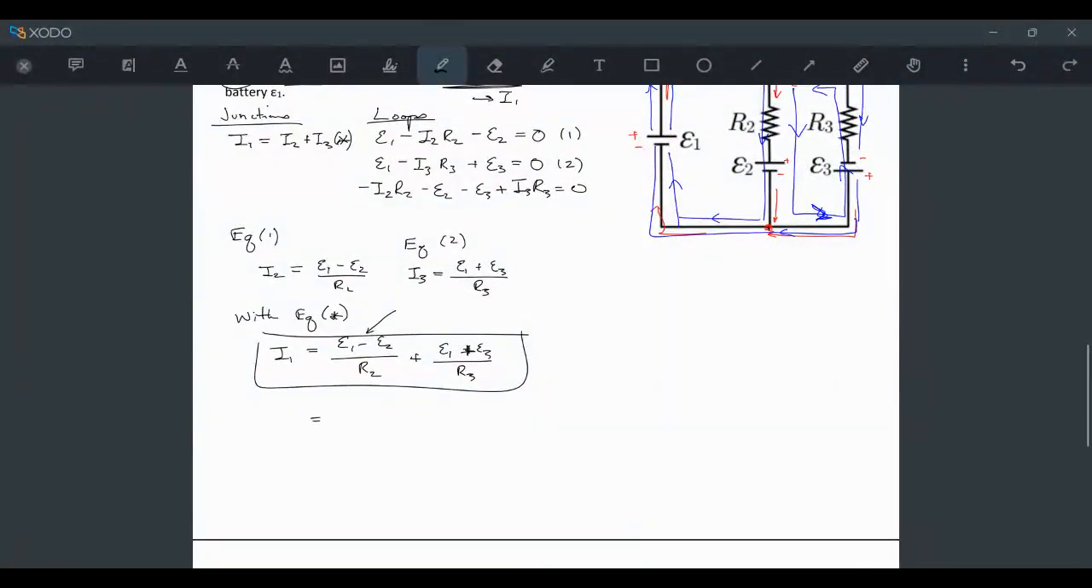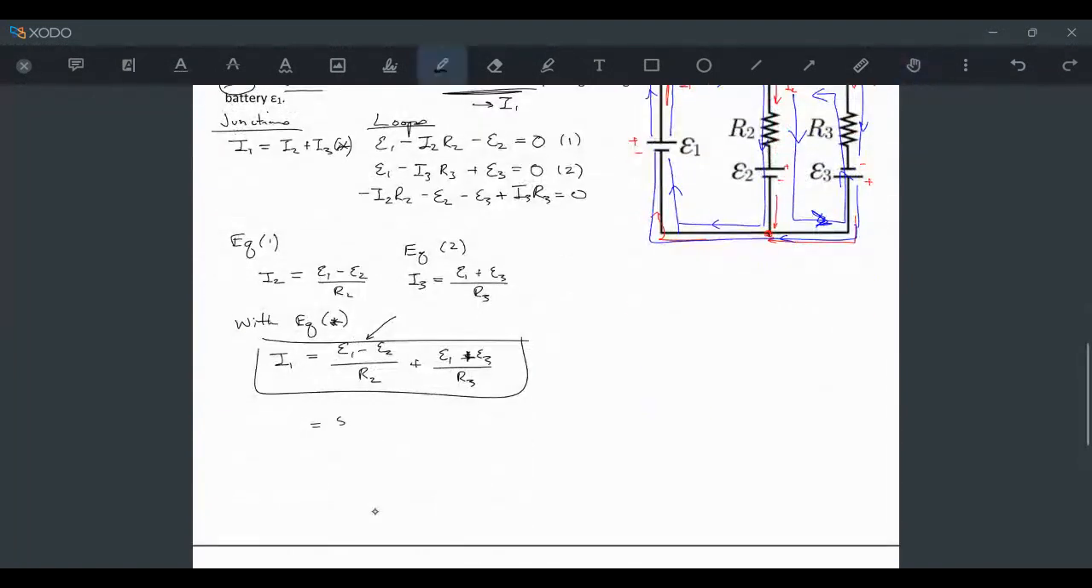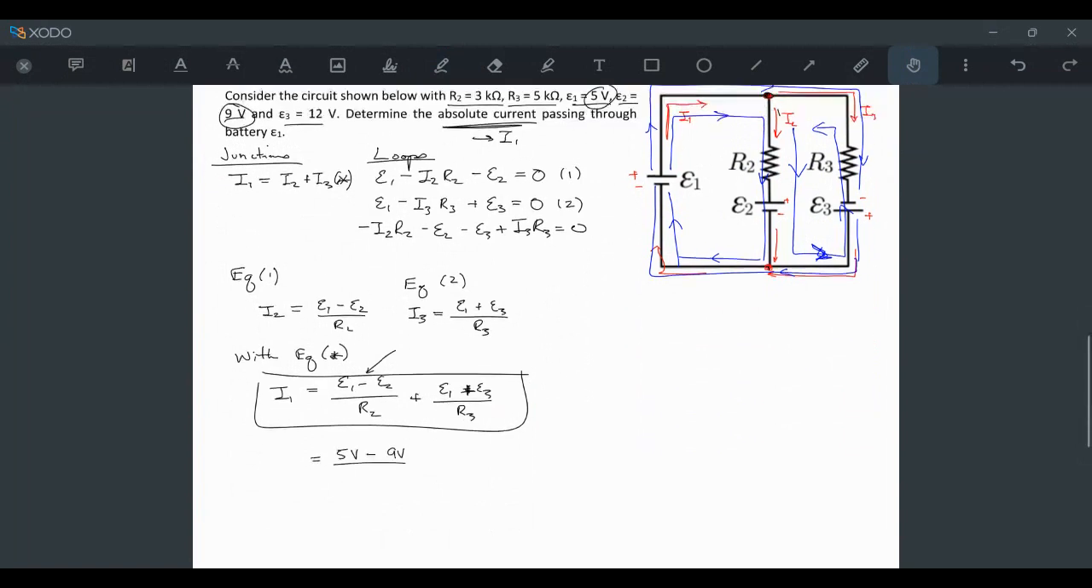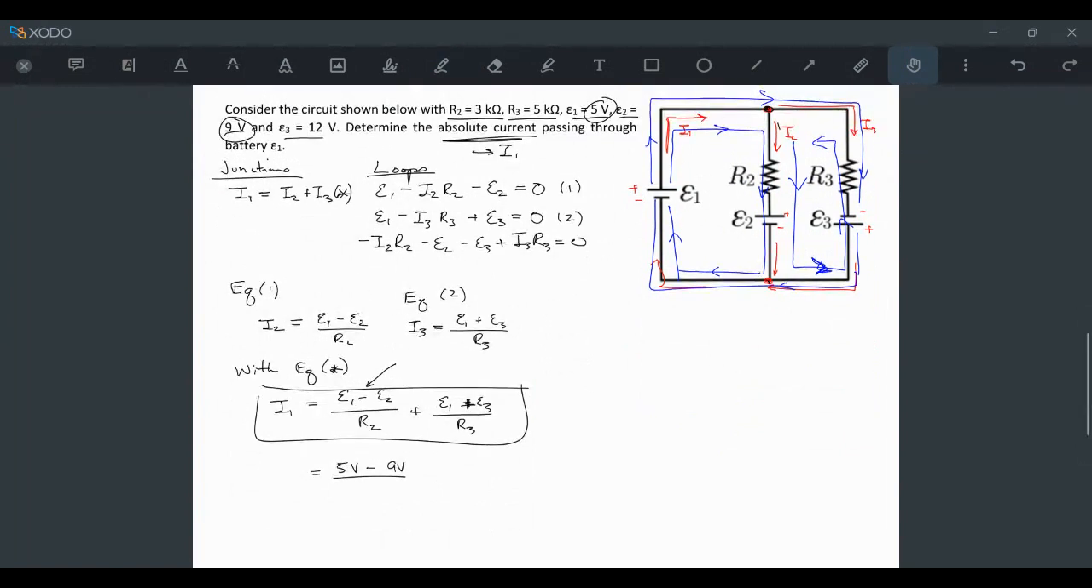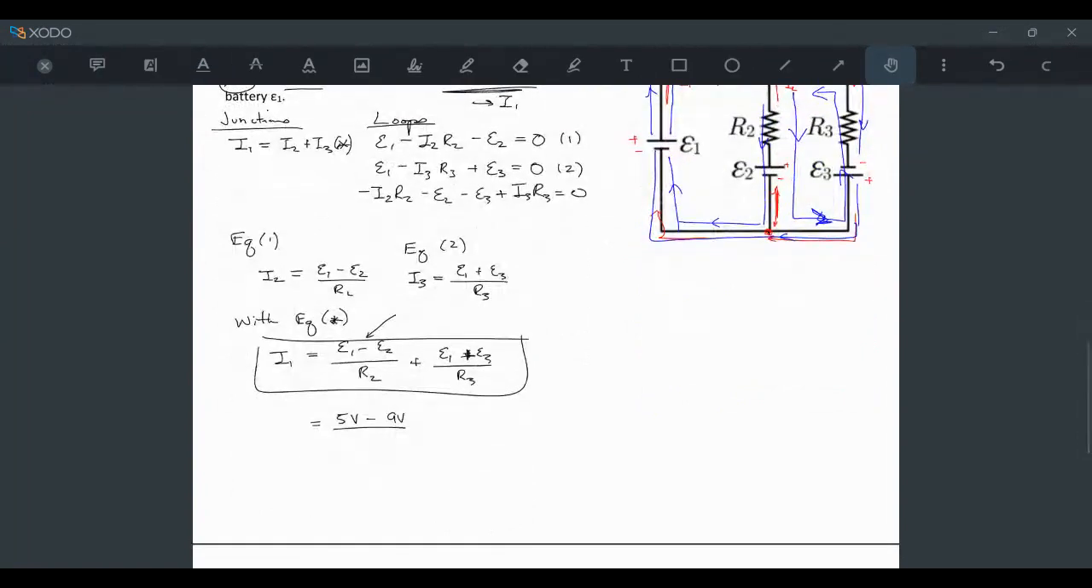So, epsilon 1 is 5 volts. Epsilon 2 is 9 volts. If you keep a grasp of what these terms are, this first term was I2. If you see 5 minus 9, you know the first term is going to come out negative. We're not really concerned with I2, but we could fix this if we wanted to, and say that I2 goes up. But what we really want to know about is I1.